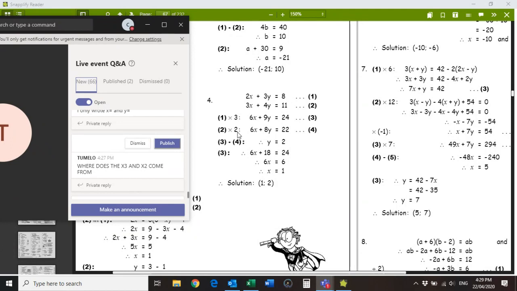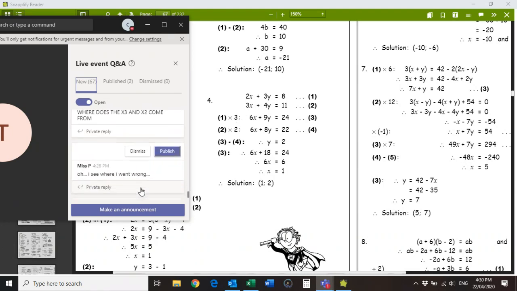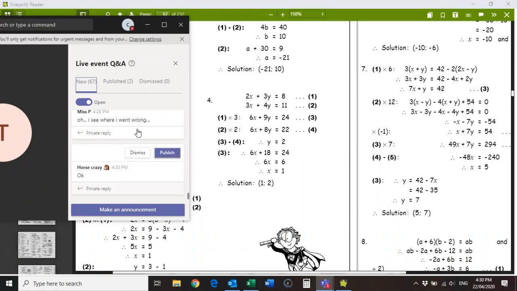Okay. Tumolo, you asked me where that came from, so I hope I answered your question. I need you to get the x away. I just want you to get y first. So in order to do that, I need to make sure that the 2 and the 3 are actually the same so that I can minus it away. Do you understand? Can you see between 2 and 3, the lowest common denominator is 6? So in order to get that, I have to write 3 times 2 and 2 times 3, if that makes sense. Miss P, you say you know where you went wrong. I'm happy. Okay.